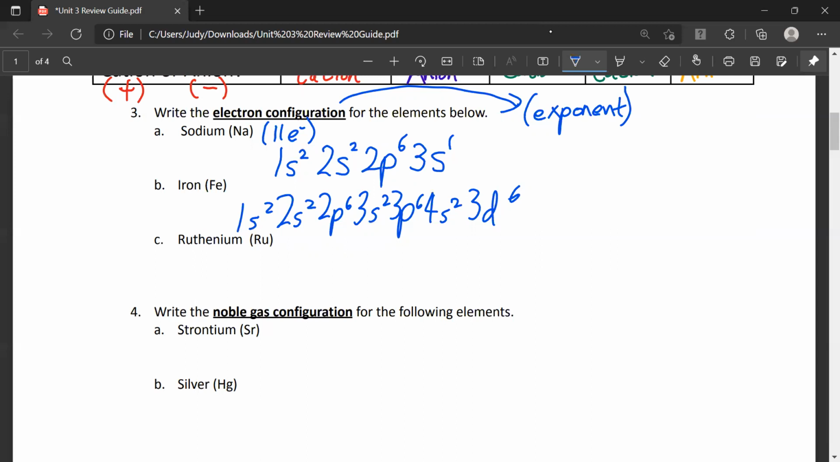Next, we have ruthenium, which is Ru, and the answer is going to be slightly longer compared to the other one.